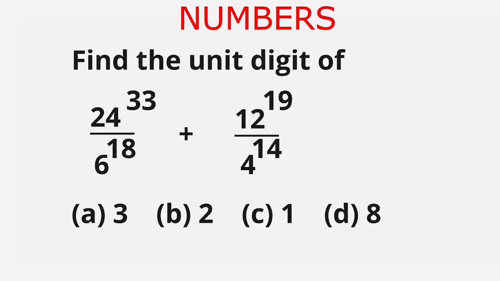Our question is, find the unit digit of 24 to the power 33 upon 6 to the power 18 plus 12 to the power 19 upon 4 to the power 14. The given options are option A 3, option B 2, option C 1, option D 8.